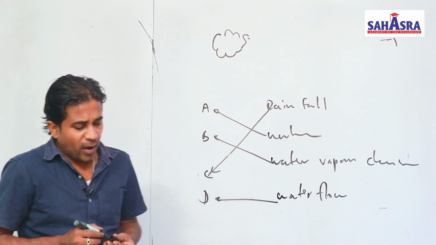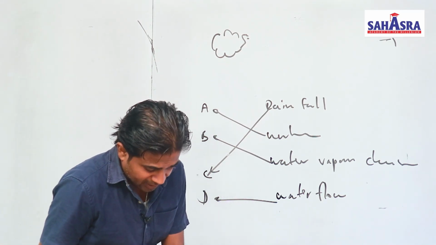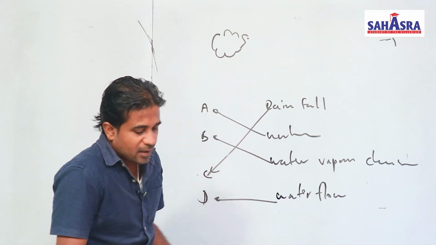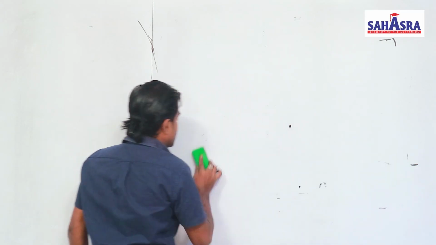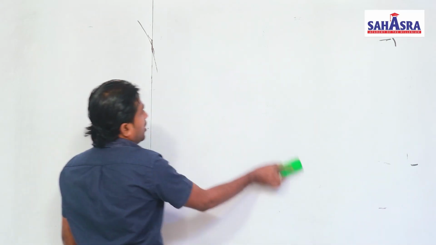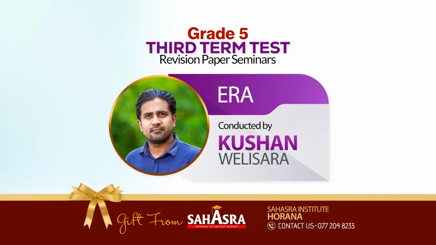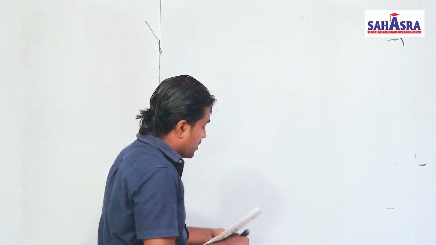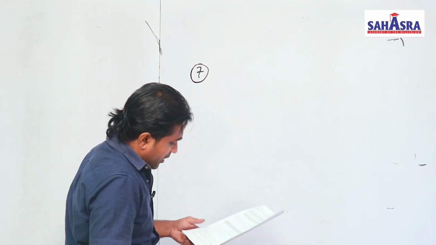Okay. We do have a question, question number 7. We are done with the water cycle here. That was question number 6. Now I am moving to question number 7. All of you pay attention to your paper right now, to your answers. Okay, everyone. Let's move to question number 7. Question number 7 is mostly about food.